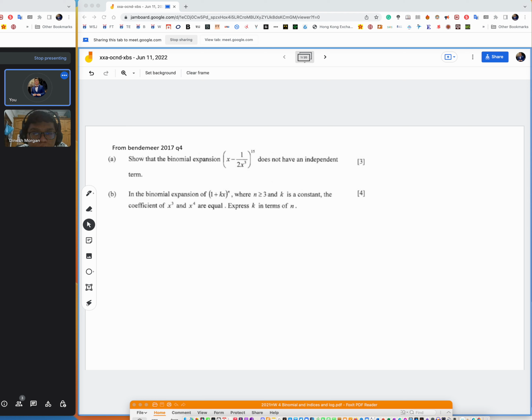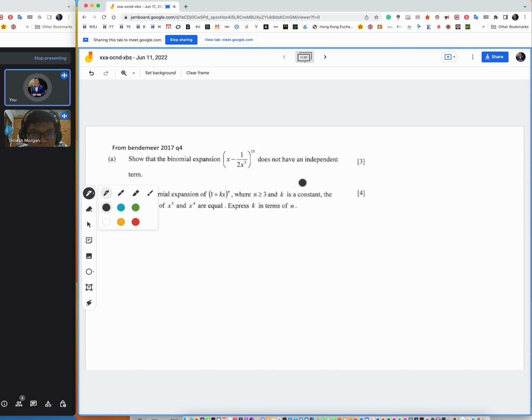So how? Part A. So you have to show that they don't have this independent term. That means you will never end up with, you know, what's the independent term? We talked about it yesterday, right? Yeah, so basically you need to show that there is no x to the power of 0 term.